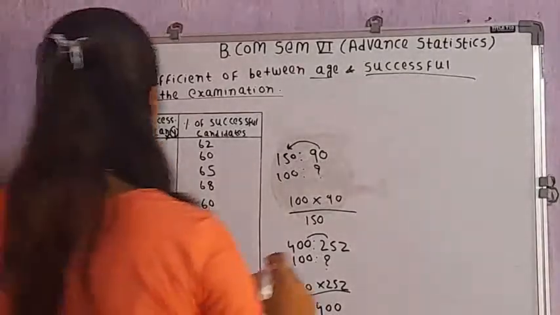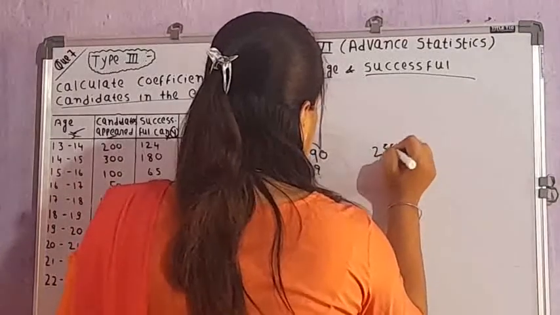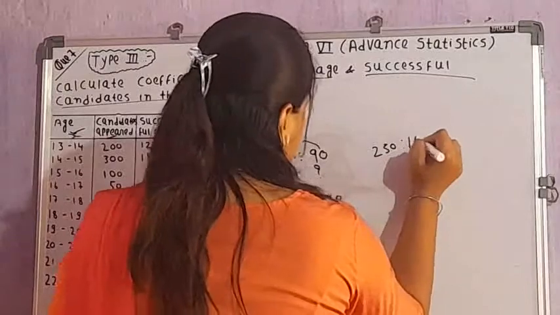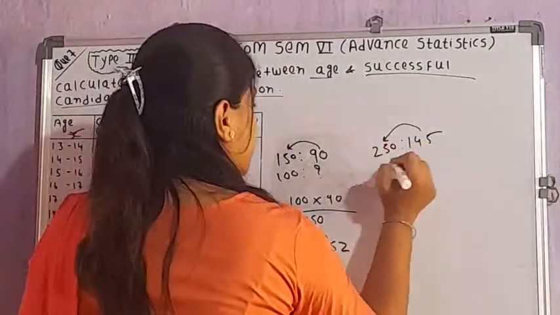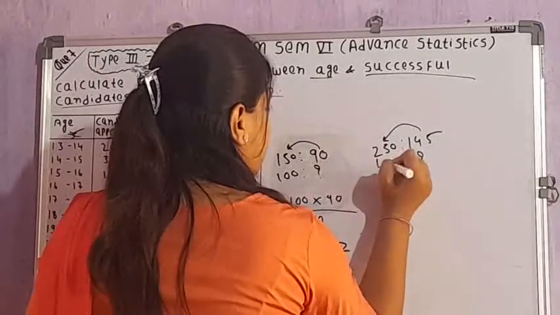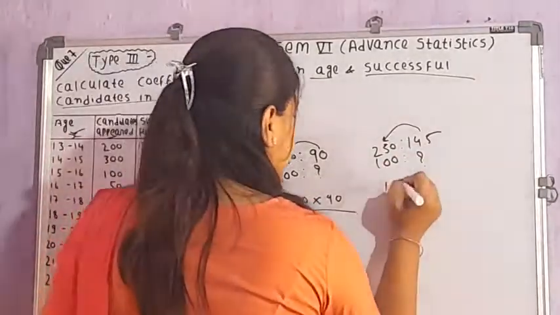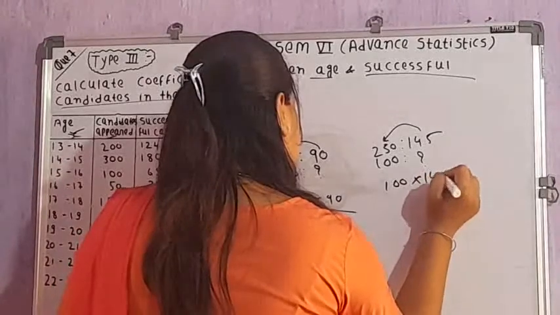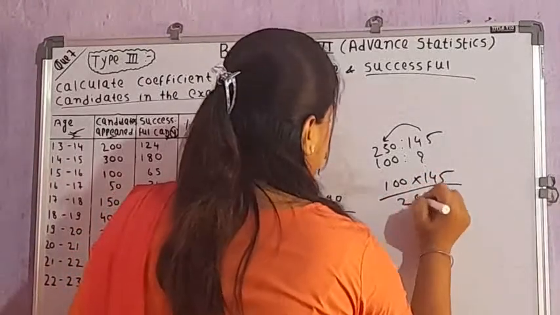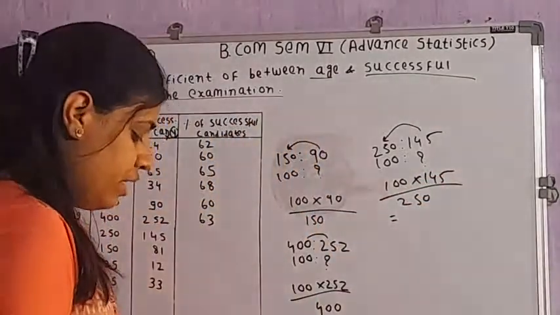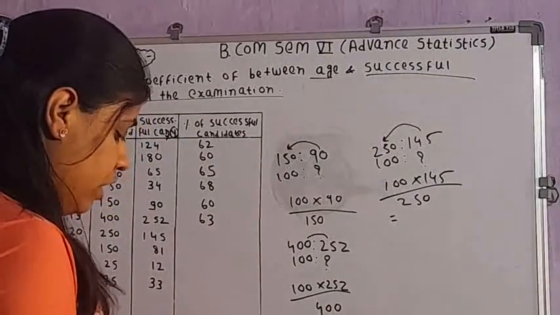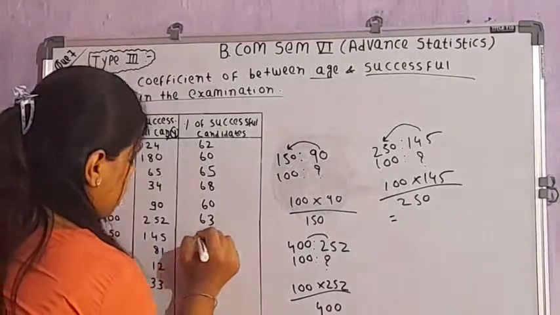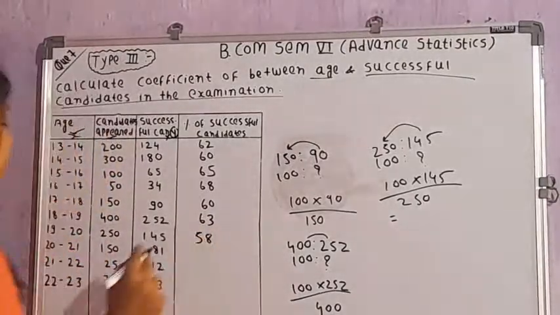Then 250 candidates have appeared for the exam, out of which 145 candidates have passed. 145 out of 250. So how many out of 100? Again 100 into 145 divided by 250. So it will be 58%. So here we have written 58.